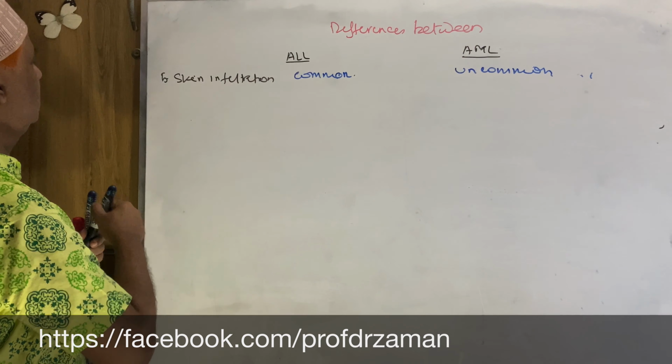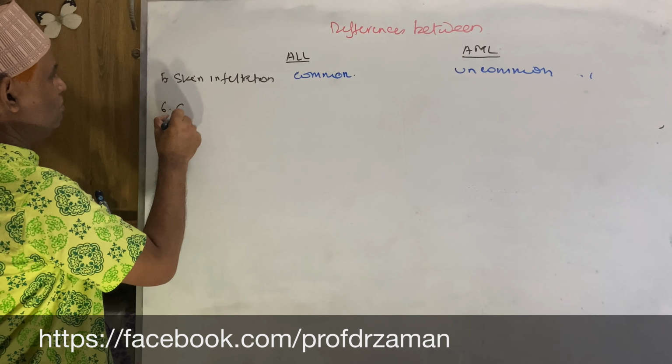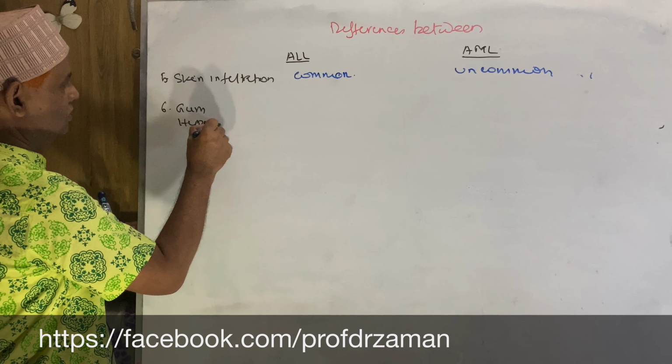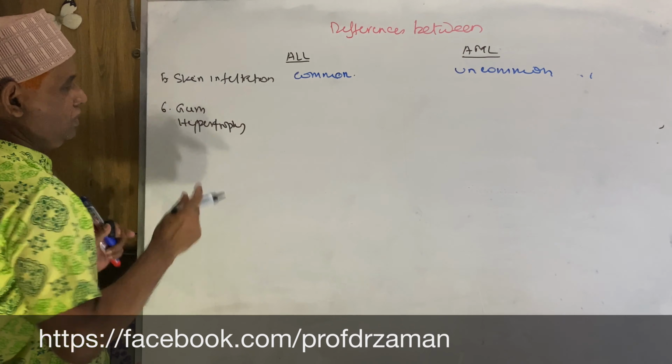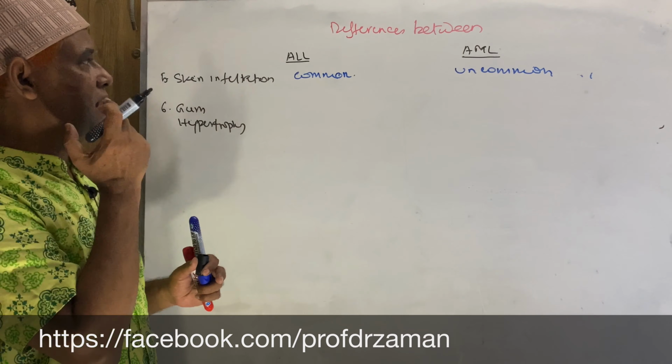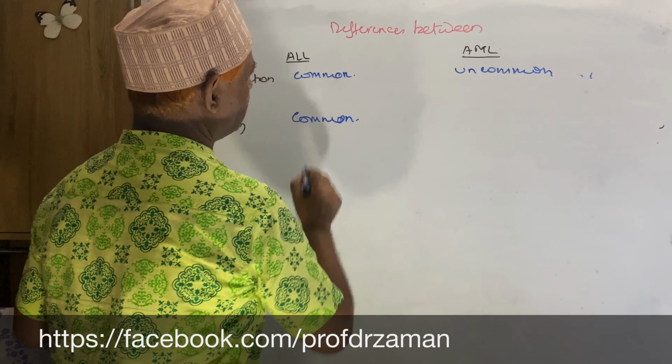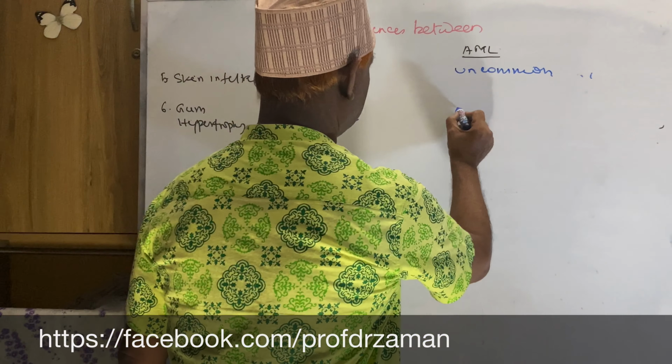Then gum hypertrophy. The gum hypertrophy is common in ALL. It is common in acute lymphoblastic leukemia, and it is uncommon in acute myeloblastic leukemia.